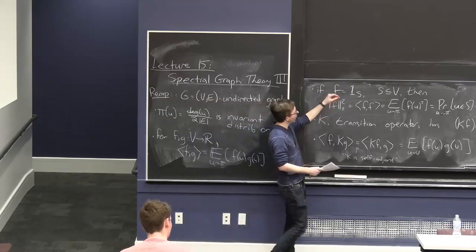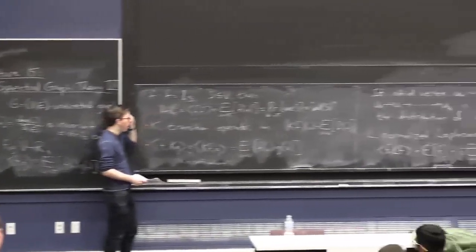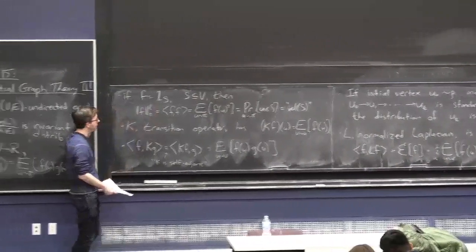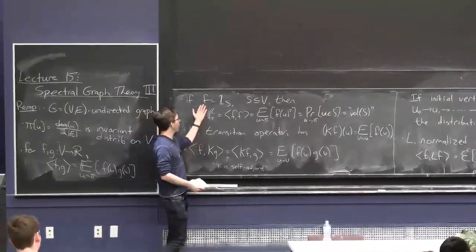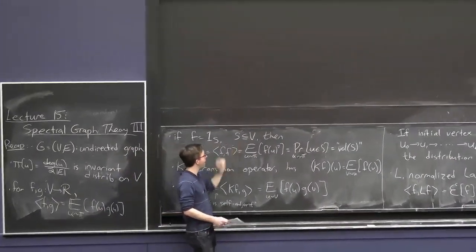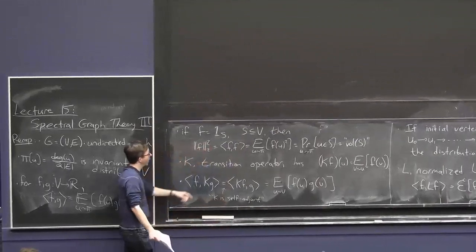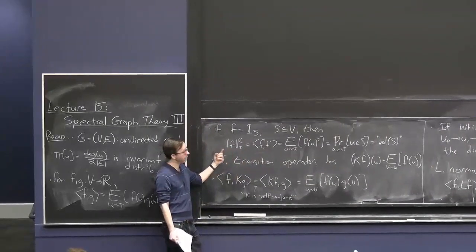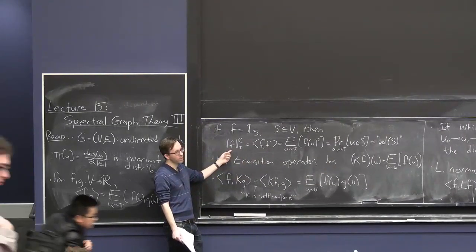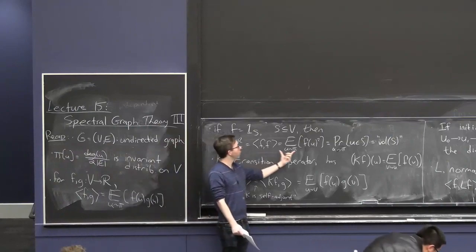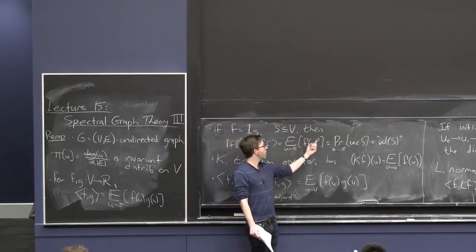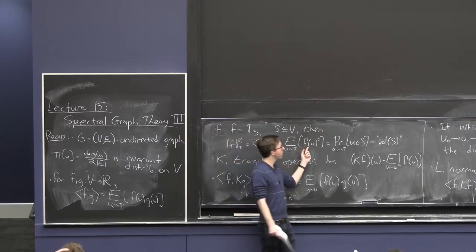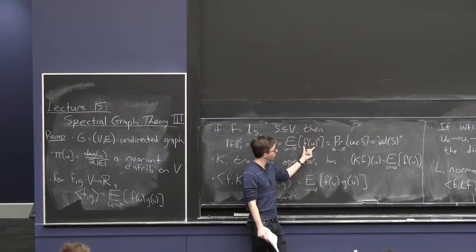Our favorite setting for functions, the ones we truly care about, are functions that have range 0 or 1, or indicator functions of subsets of vertices. For example, if f is the indicator of a subset of vertices S, then look at the inner product of f with itself, which, following geometry conventions, we sometimes denote as the squared norm of f. On the other hand, if we plug in the definition, we see it's the expected value of f squared under this distribution pi. f's values are 0 and 1, so the square is just the same as the unsquared version.